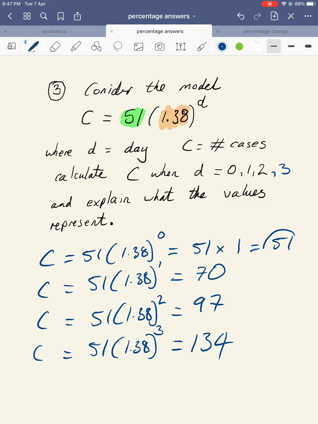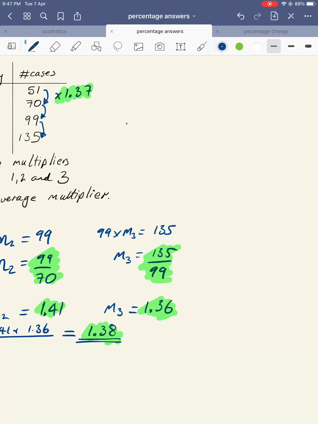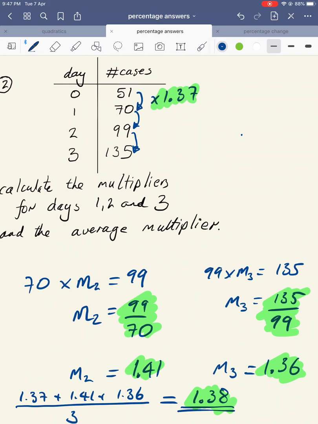Now if you look at those answers and think about those numbers, you'll see something that's quite interesting, because this 51 is the number of cases after 0 days. Now if you just go back and look at the table of values we had, that is exactly what we had in our table of values. Of course it was, look. This is 0 days, there's 51 cases, okay?